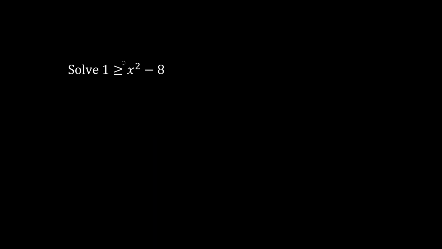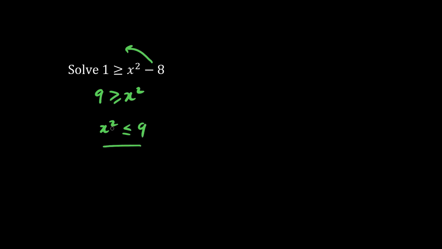Let's solve this quadratic inequality. We'll throw this negative 8 to the left. So the negative 8 becomes positive 8. 1 plus 8 is 9. So we have the statement 9 is greater than or equal to x squared, which is equivalent to saying that x squared is less than or equal to 9.